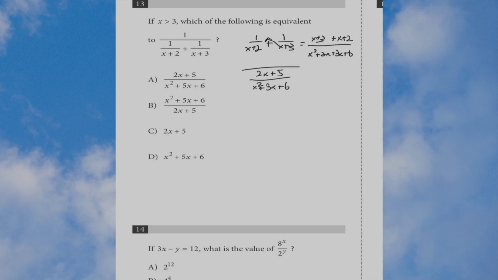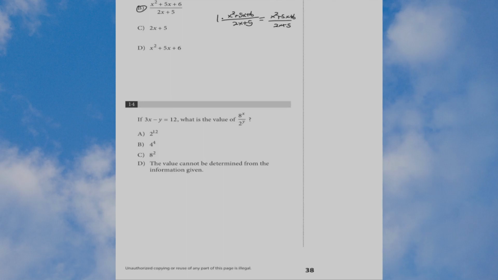All of this is divided by, or 1 is divided by all of this. And when we divide a number by a fraction, it's the same thing as multiplying by the inverse of that fraction, so x squared plus 5x plus 6 over 2x plus 5, and that is just b.